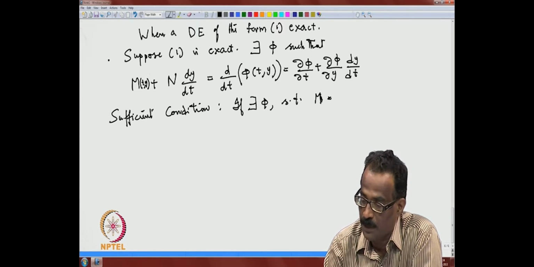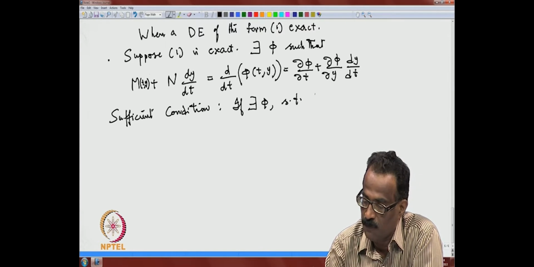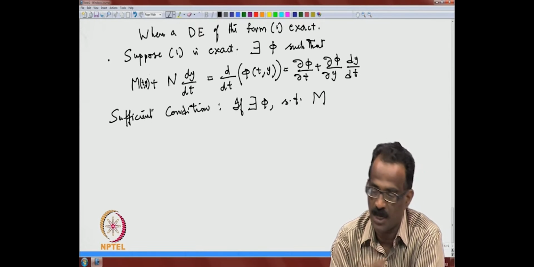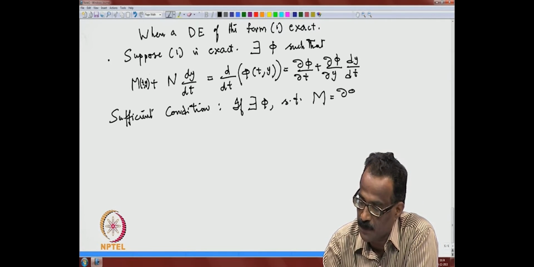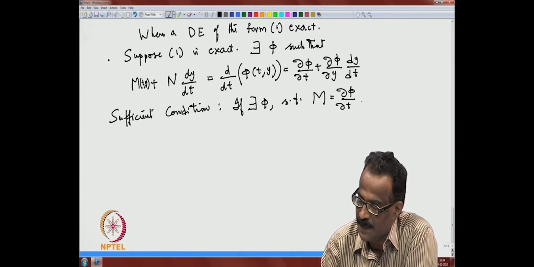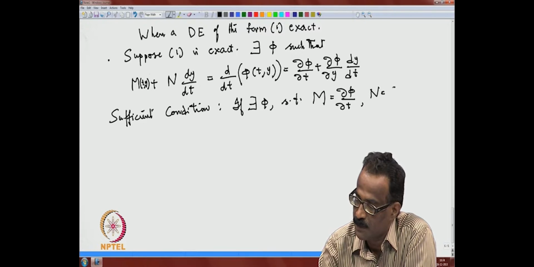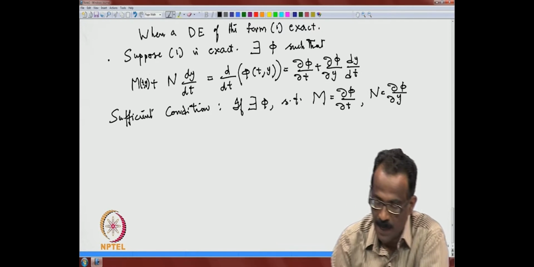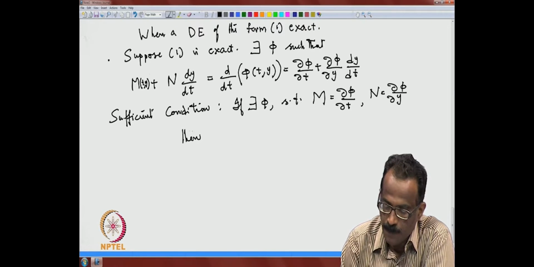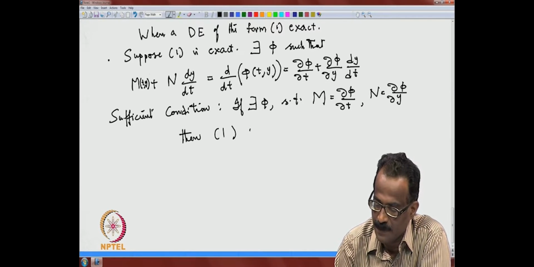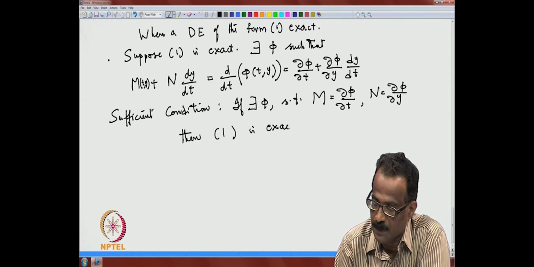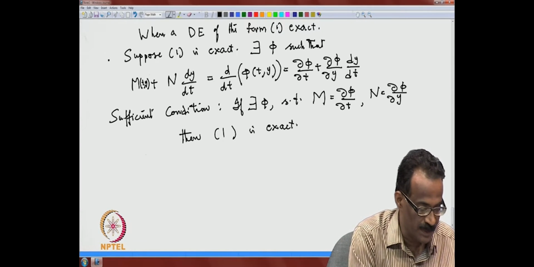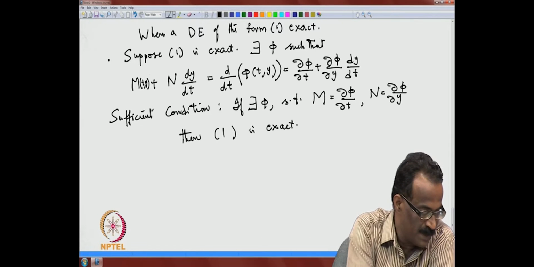If there exists a smooth phi, whatever smoothness you require, such that M is equal to d phi by dt, so you are looking for a single 2 variable function phi such that M is its derivative with respect to the first argument, d phi by dt, and N is the derivative with respect to the second argument, not d phi by dt, d phi by dy. That will imply that 1 is exact.